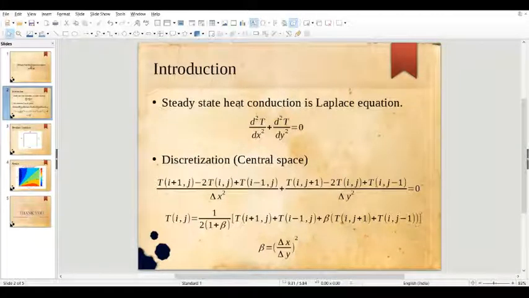The discretization method is central space, and the final discretization equation is T(i,j) equals 1 over 2(1 plus beta) into [T(i+1,j) plus T(i-1,j) plus beta into T(i,j+1) plus T(i,j-1)], and here beta is defined as (delta x by delta y) whole squared.